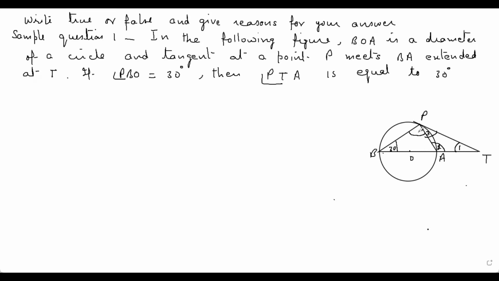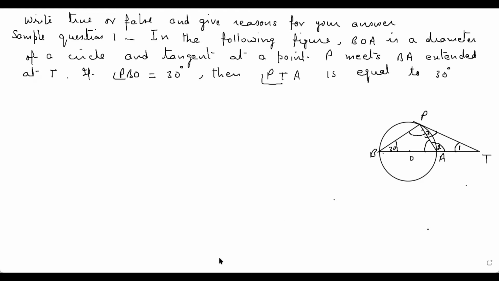Now for that, angle in the semicircle is 90 degree. You know this angle is 90 degree. If this angle is 90 degree and this angle is 30 degree, in triangle PBA, I can find this angle by angle sum property. Sum of angles of a triangle is 180 degree. So I can find this angle. If I can find this angle, then I can find angle 2.